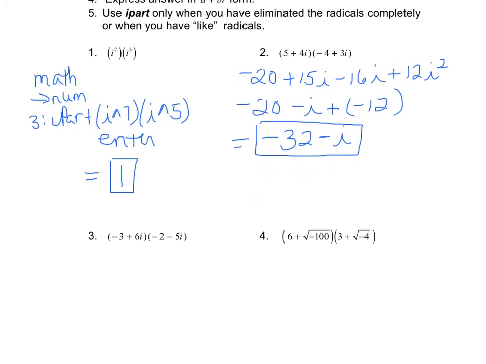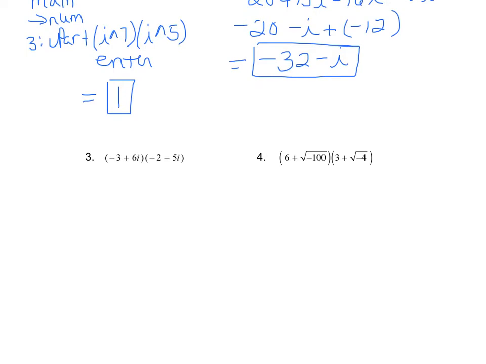Let's take a look at number 3. With number 3, we're actually just going to go right to I part. So you're going to take your calculator out, and you're actually going to go right over to I part and plug it in and see what you get. Hopefully you ended up with 36 plus 3i.